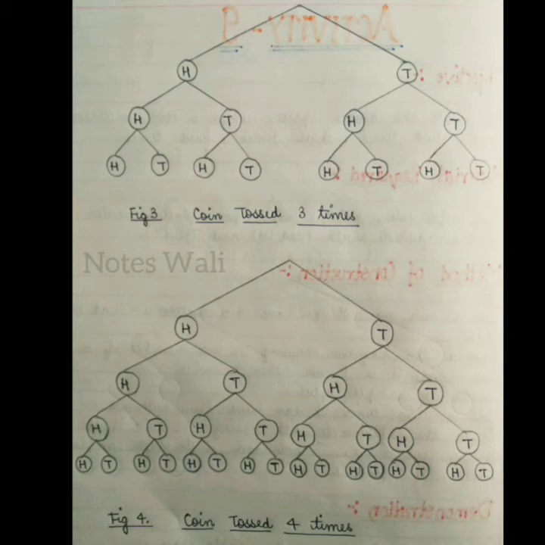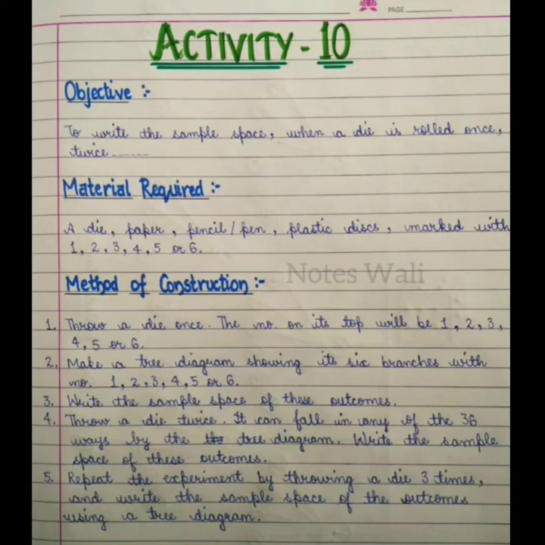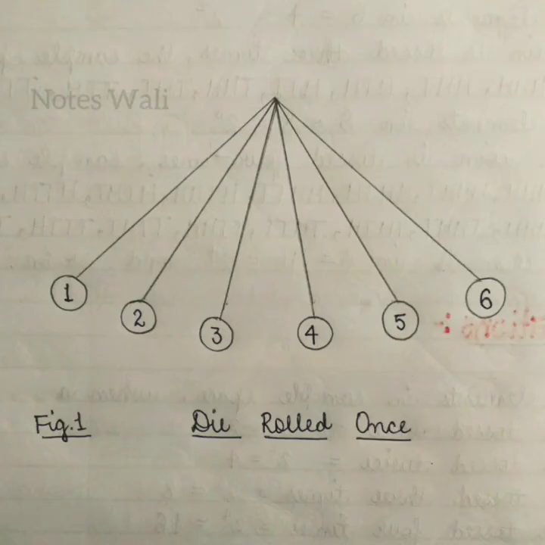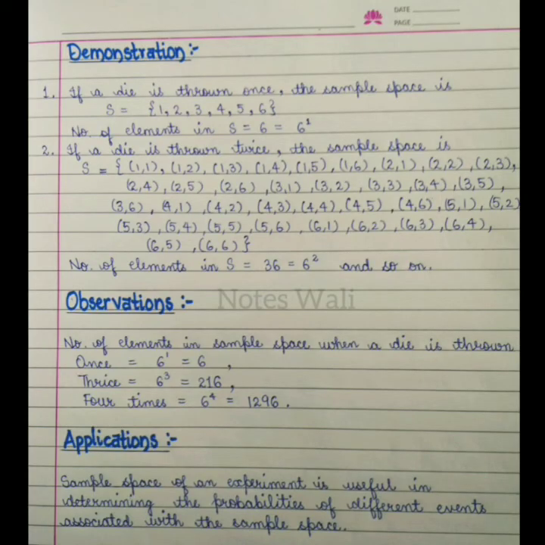and record its sample space. Now moving towards the end, the last activity is to record the sample space when a dice is rolled once and twice, because higher cases of rolling a die will result in very complex outcomes.